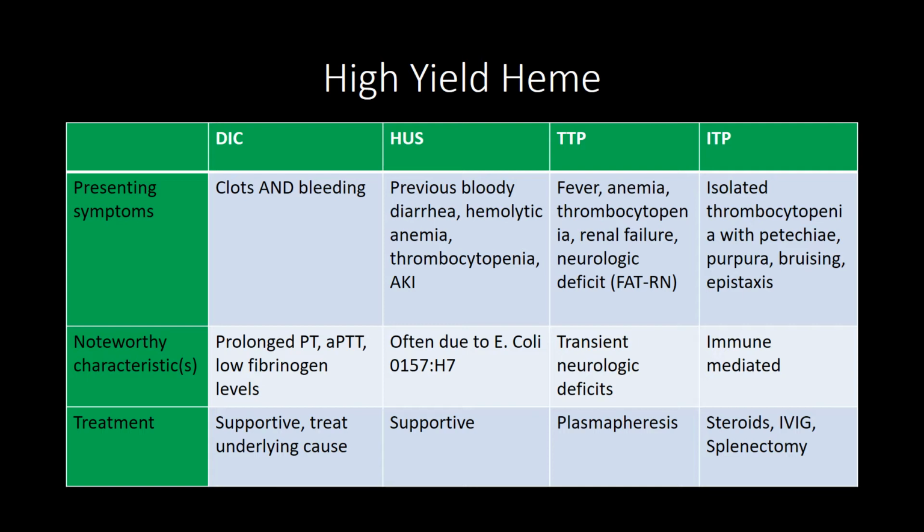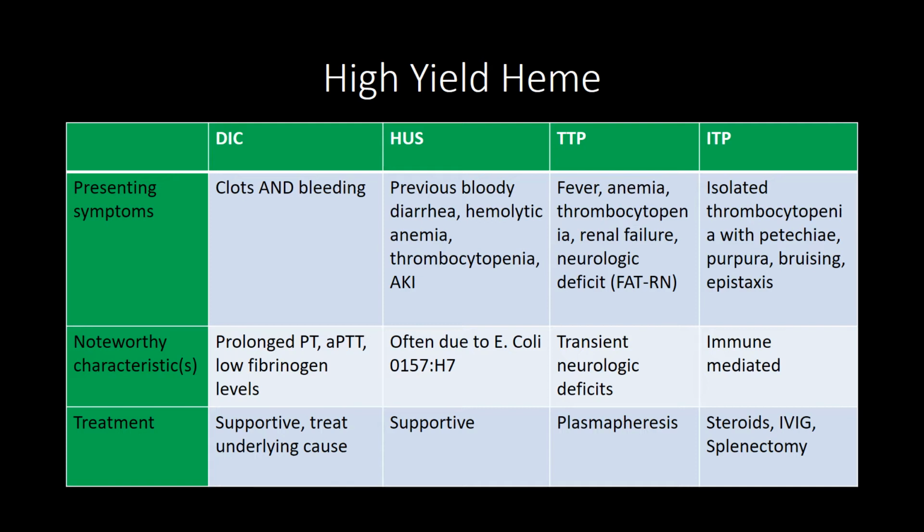DIC will have prolonged PT and APTT, thrombocytopenia, and then elevated FDP and low fibrinogen levels. The treatment is you just want to treat the underlying cause, whether it's sepsis, trauma, malignancy, or any sort of obstetrical complication.